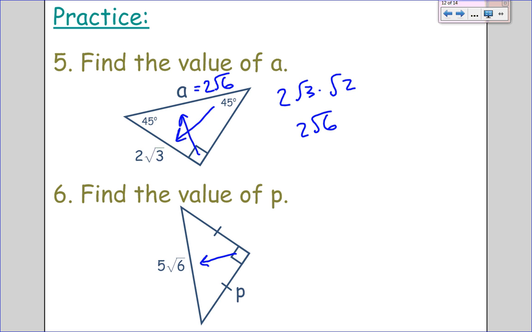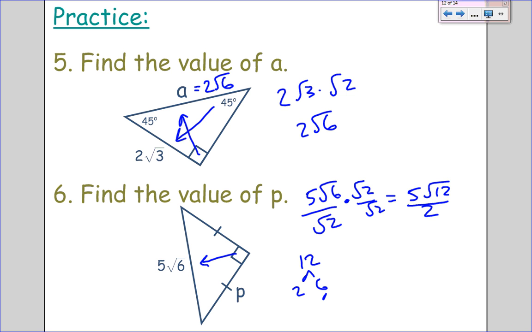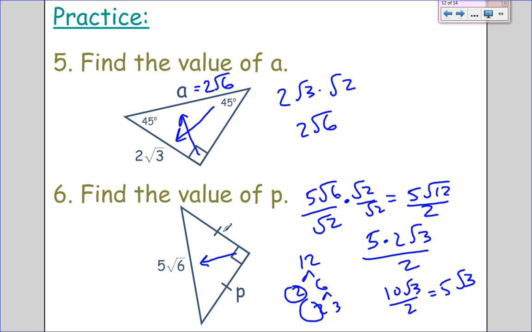Here we're given the 90, and we want to know the 45. So we divide by the square root of 2. So we got to multiply top and bottom by the square root of 2, which gives us 5 root 12 over 2. We simplify 12 down. Let's see, 2, 6, 2, 3. We got a pair of 2's. So the 2 comes out, and 3 stays inside. 10 root 3 over 2, which becomes 5 root 3. So each of these legs is 5 root 3.